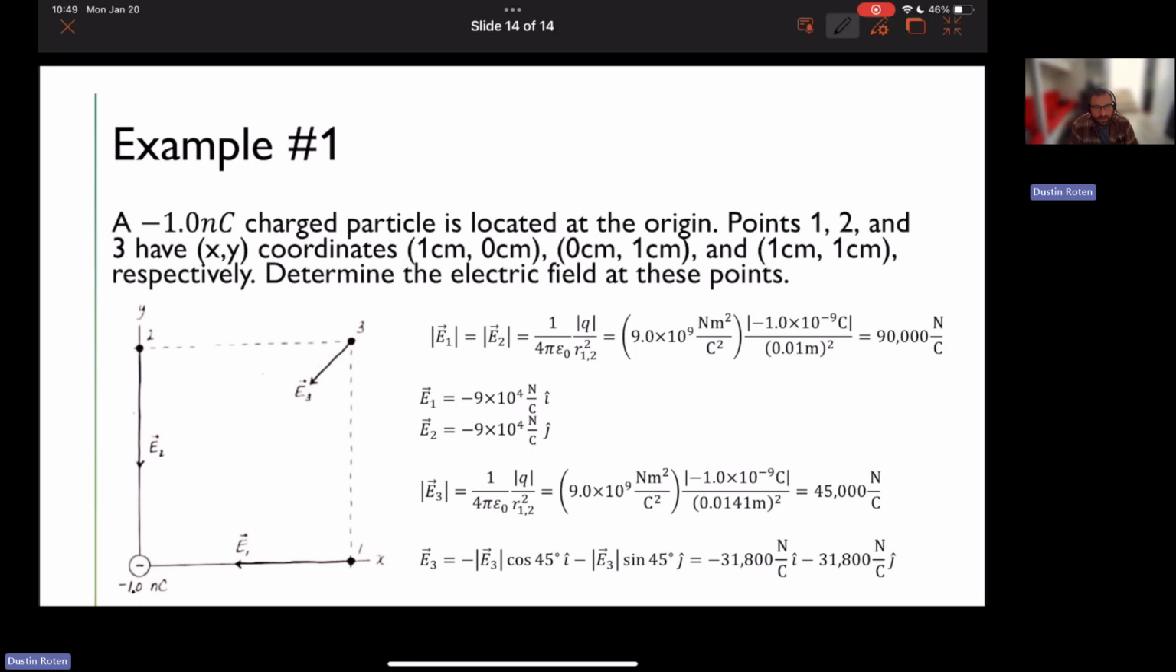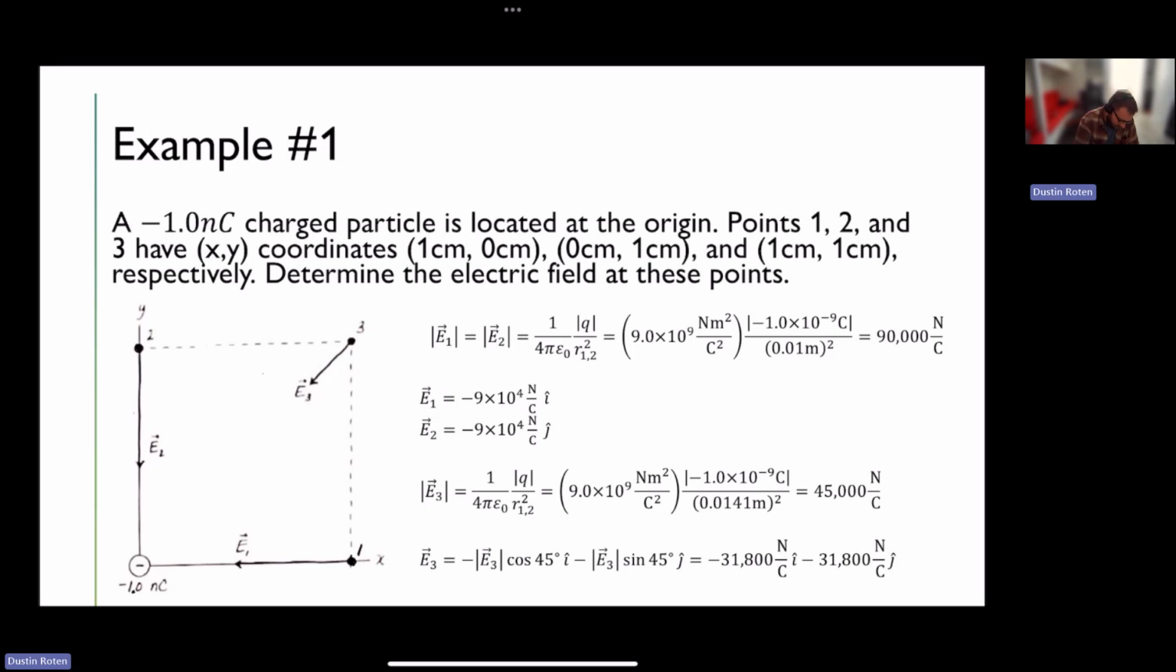We also have points 1, 2, and 3. They have the coordinates of 1 centimeter in the x direction and 0 centimeters in the y direction. So here's my point 1. We have point 2, which is up here at 0 x and 1 centimeter y. Then at the other diagonal corner, we have the third location here at 1 centimeter and 1 centimeter. So I'll label these 1 centimeter and 1 centimeter. Notice we only have one charge. There's no charges at these corners. Only one charge here.